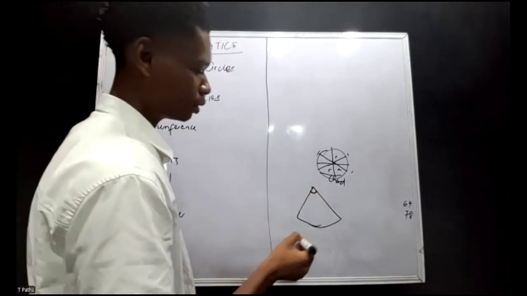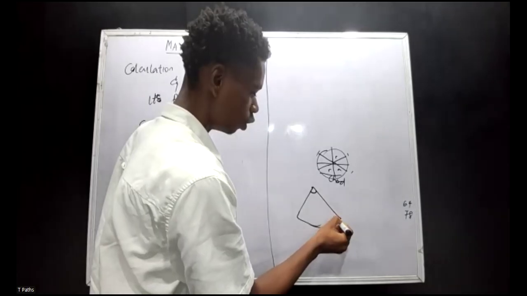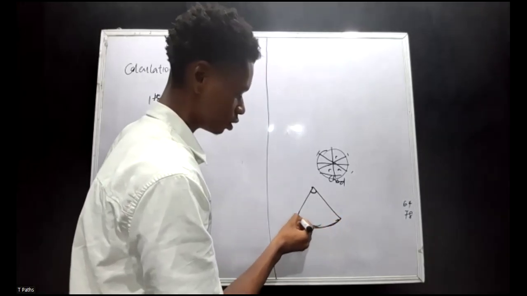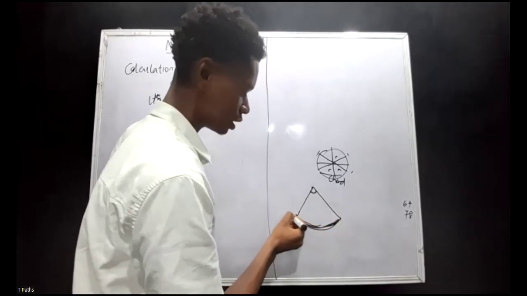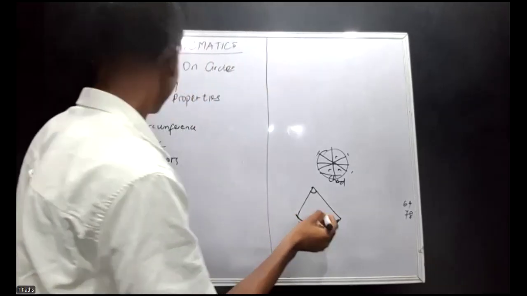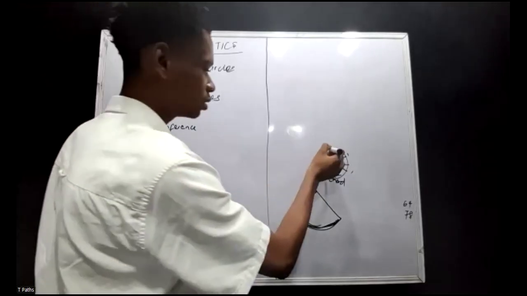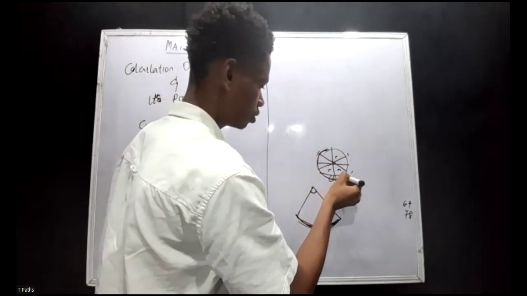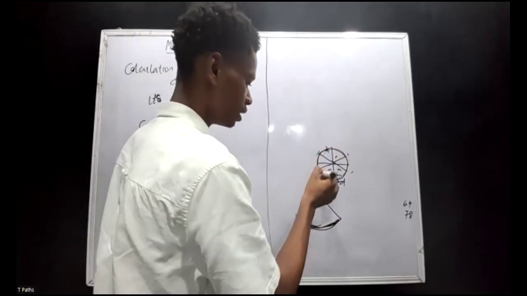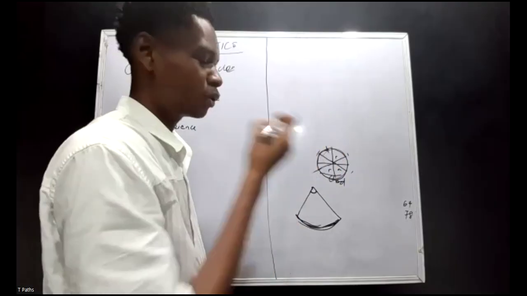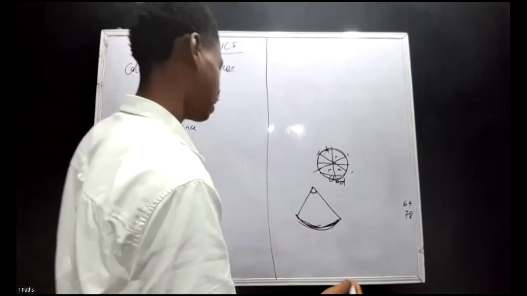An arc is simply a part of the line through which the circle is drawn. The circumference is simply a part of the circle. This part is the circumference. An arc is simply a part that has been cut out from the circumference of the circle. That's what an arc is.